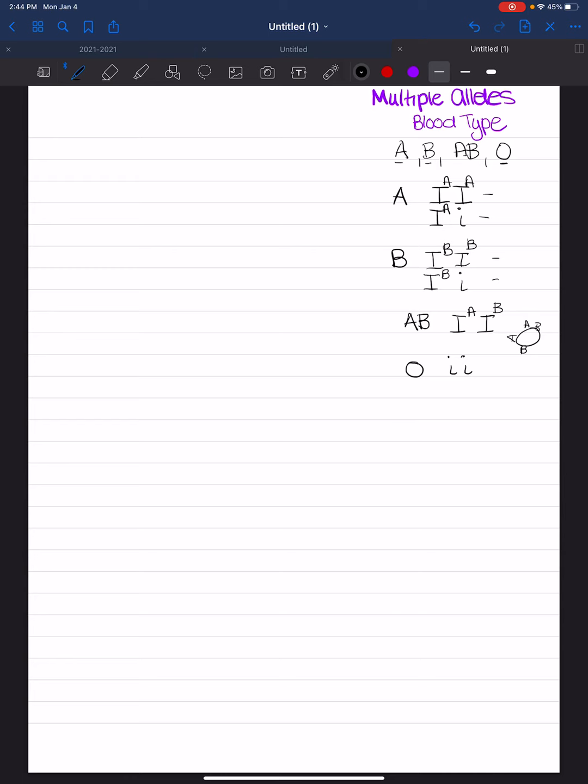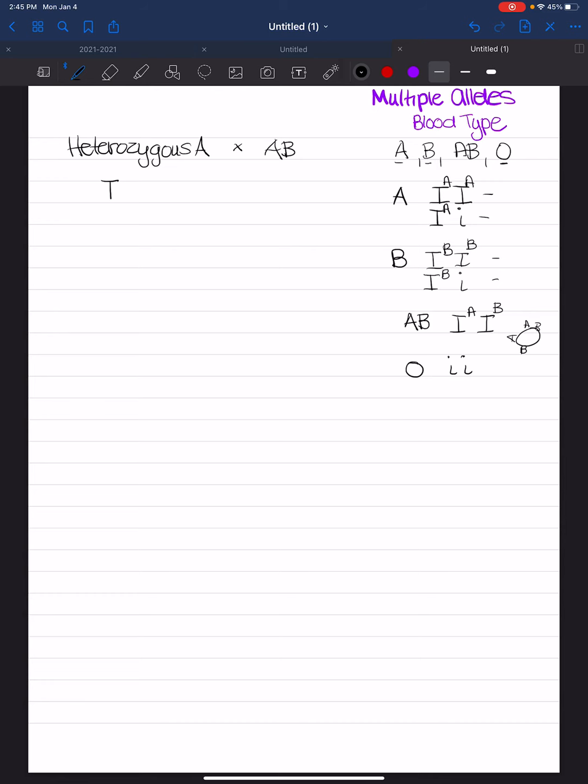Okay? So our example that we're going to do in class is to cross a heterozygous blood type A with AB. Notice that I didn't have to tell you the father's blood type genotype as being either heterozygous or homozygous, because there's only one possibility. So the first step is write the genotypes of your parents.